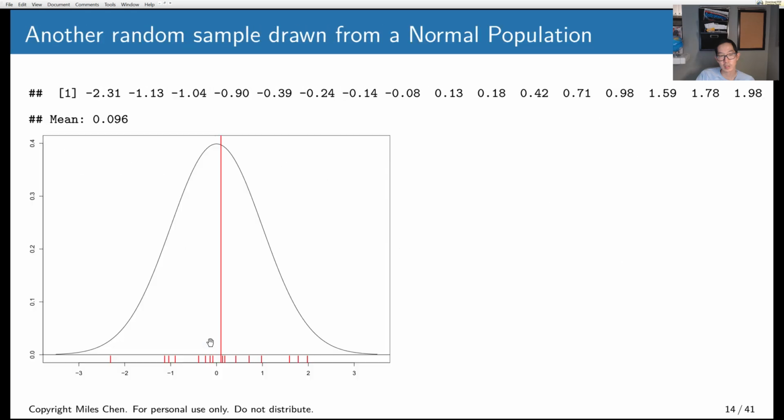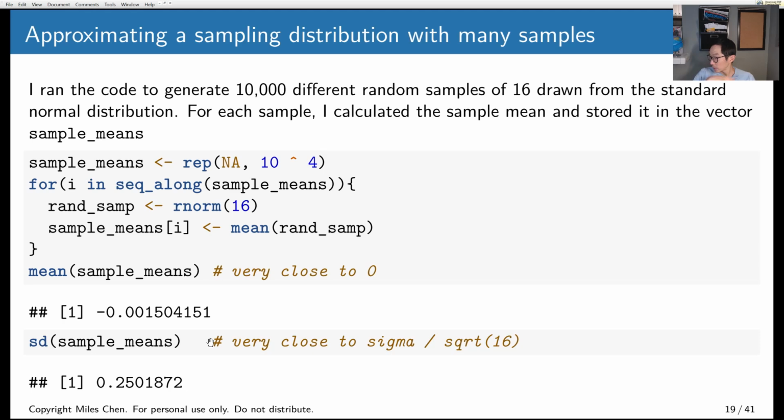So you could just imagine repeating this process, calculating the sample mean over and over and over again. And so here, I ran a loop. I said, do this 10,000 times. Generate 16 values from the standard normal distribution, just randomly, so rnorm, give me 16 values. That's going to be my random sample. Calculate the mean of that random sample of 16 values and store it away in this storage place called sample means, position i.